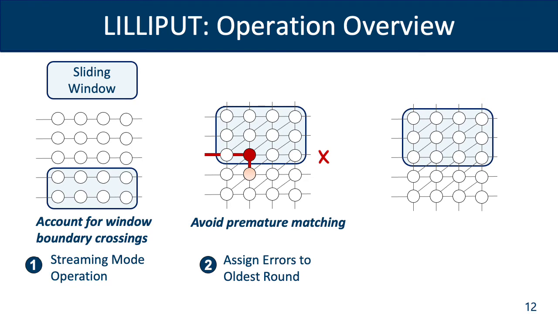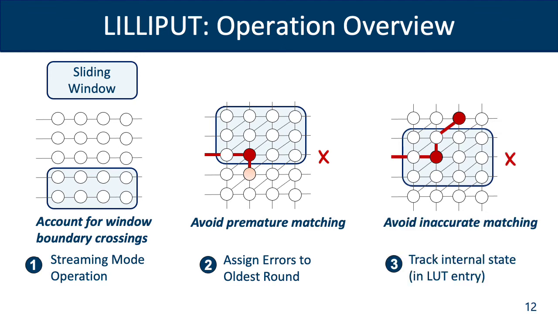Moreover, we must keep track of the last assigned errors to prevent inaccurate matchings. For example, if we look at this current window, it represents this space-time-like error, which gets matched in this manner. But once the window proceeds forward, if we do not keep track of the prior neutralized events, we would again incorrectly match this event to the boundary.